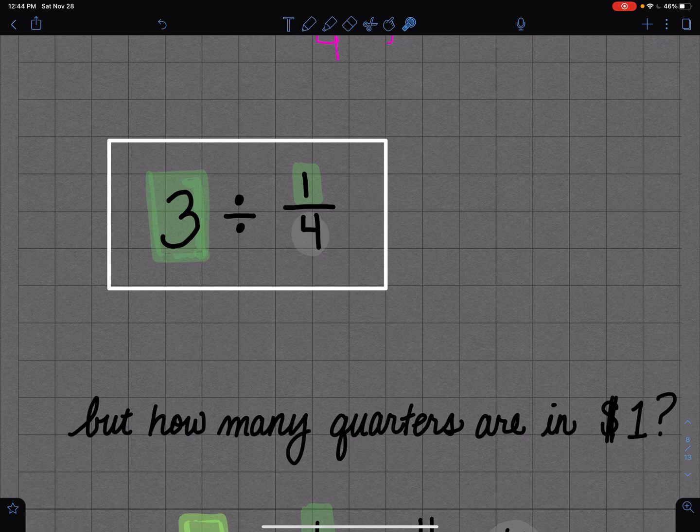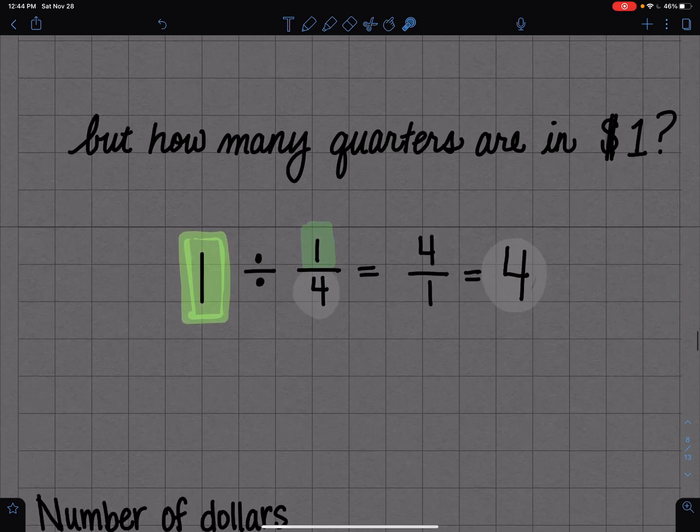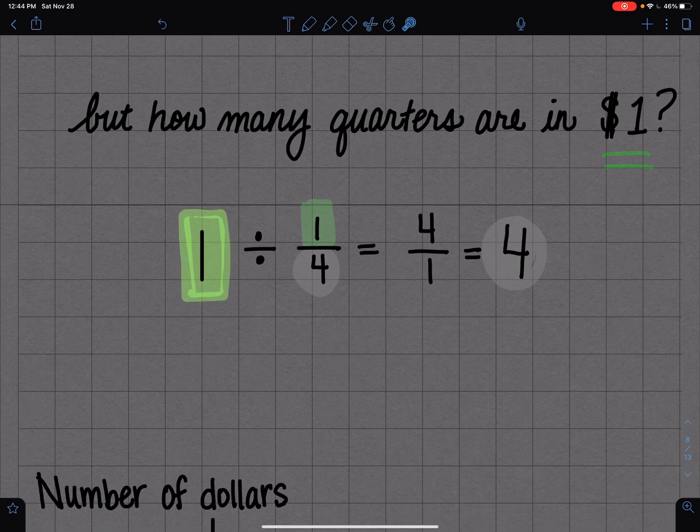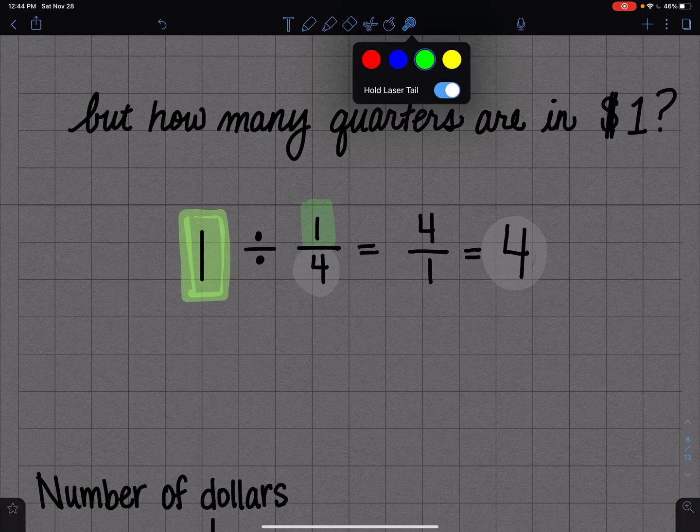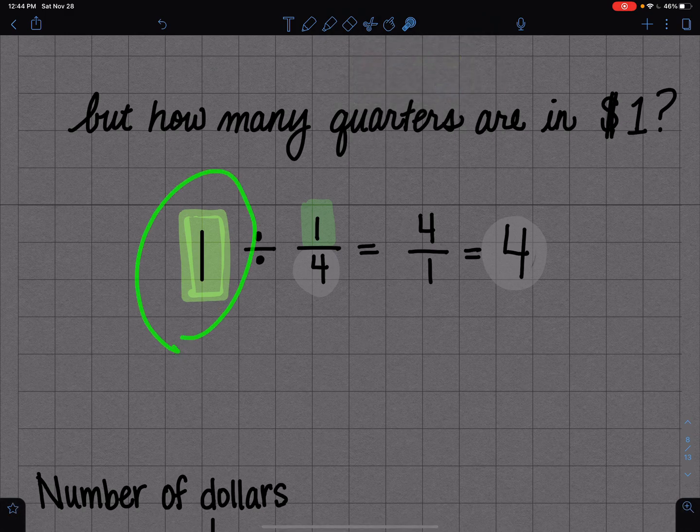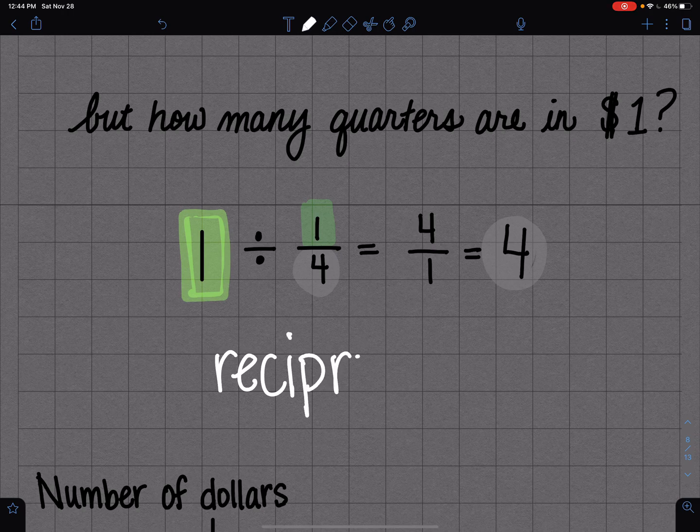So in order to figure out how to do it, first we're going to figure out how many quarters are just in $1. Now, here you would do the same thing, except instead of a 3 right here, you would have a 1 right here. So 1 divided by 1/4 basically is asking how many quarters are in $1. But you know how to do this already because anything times its reciprocal, remember that word? Reciprocal. Anything times its reciprocal is equal to 1.